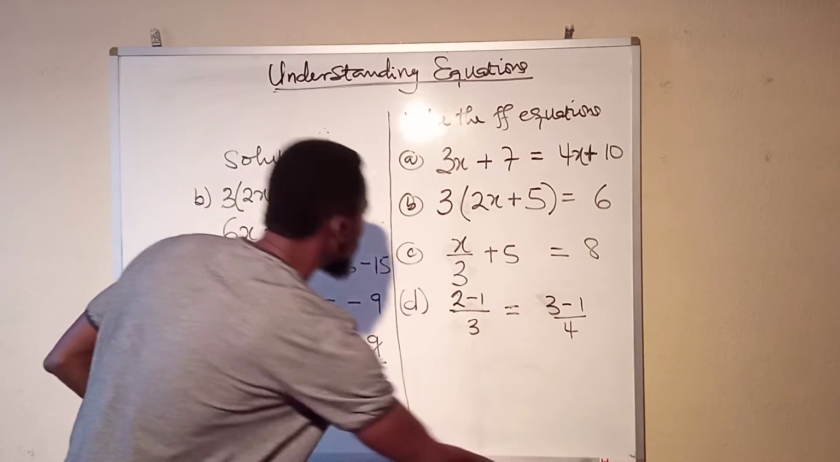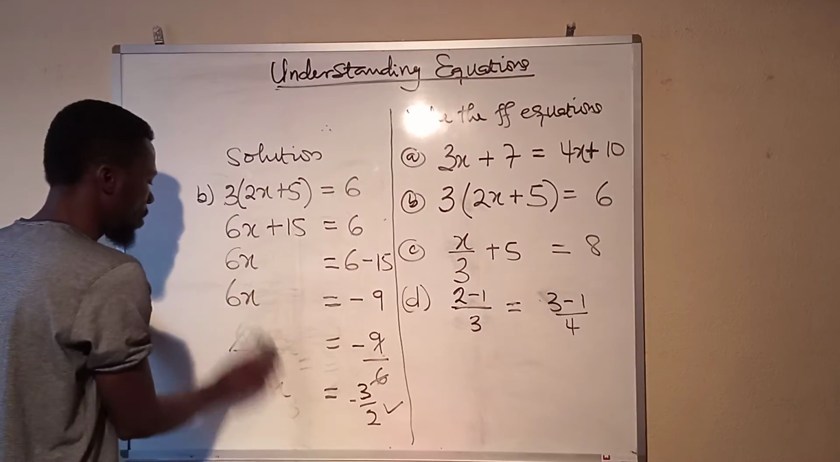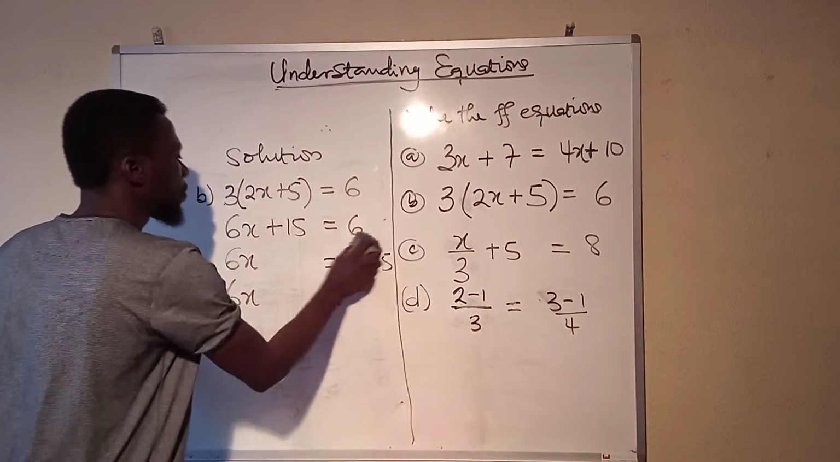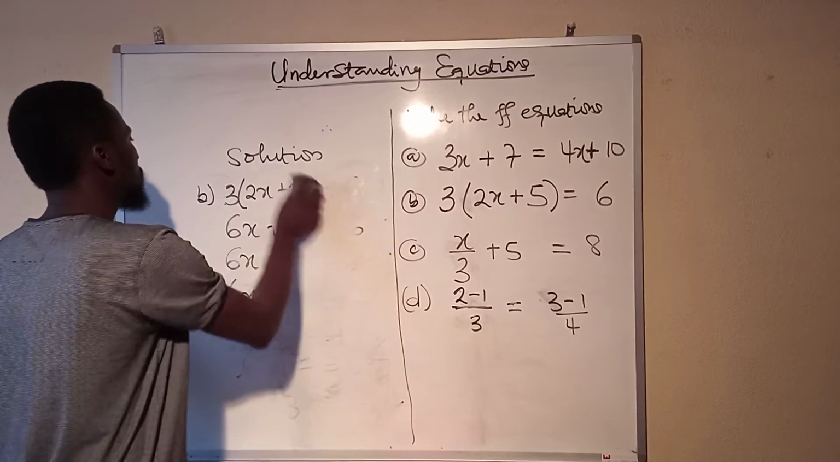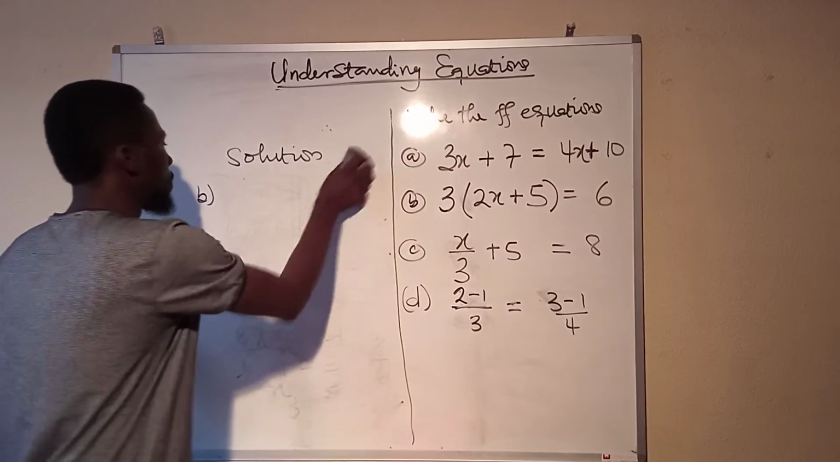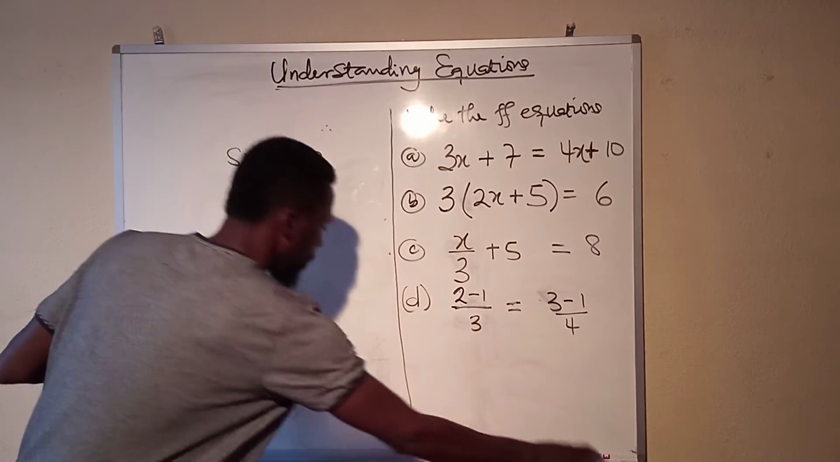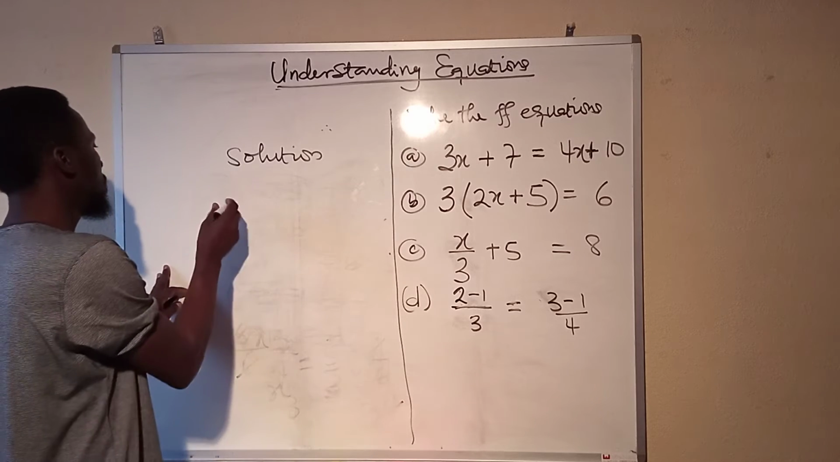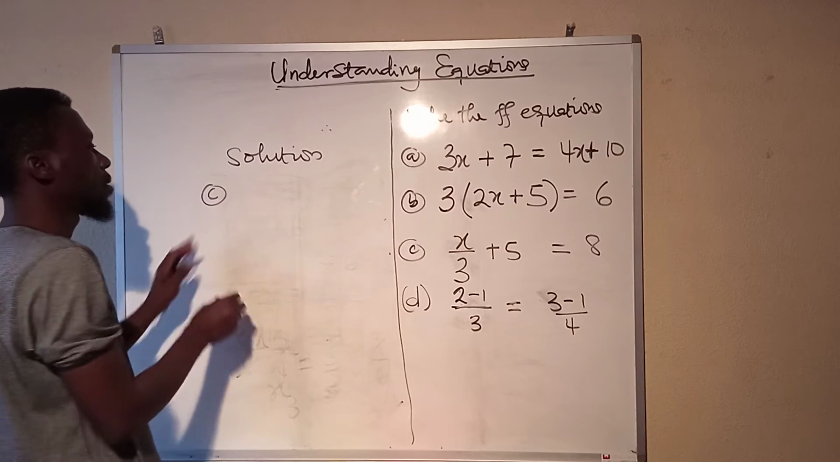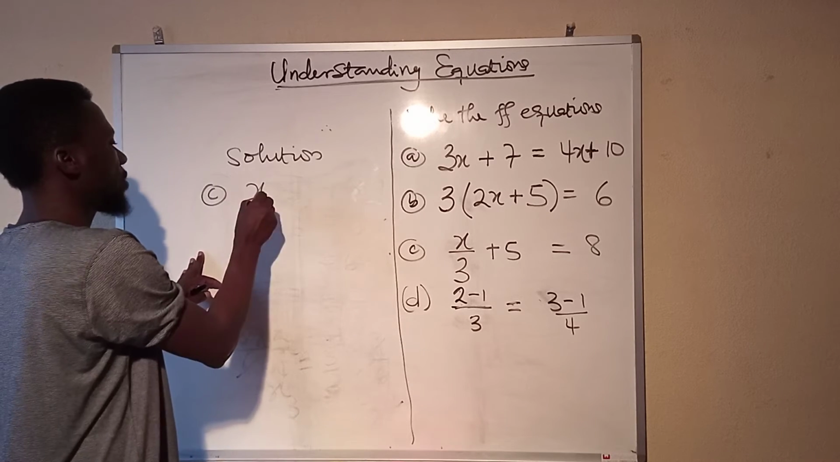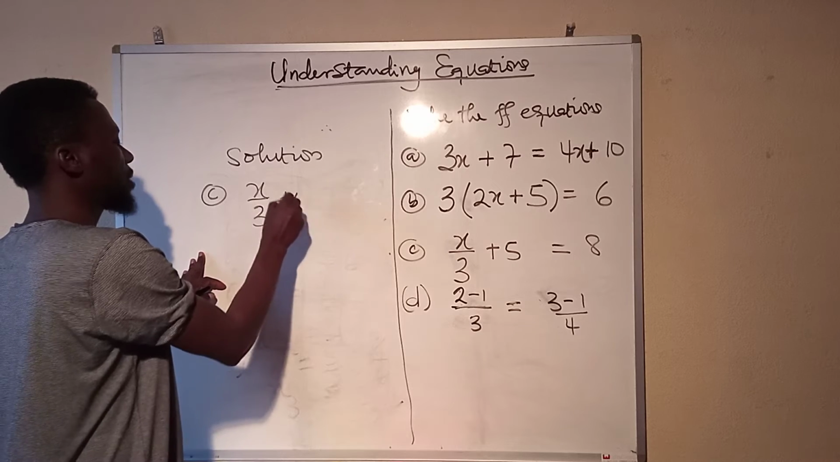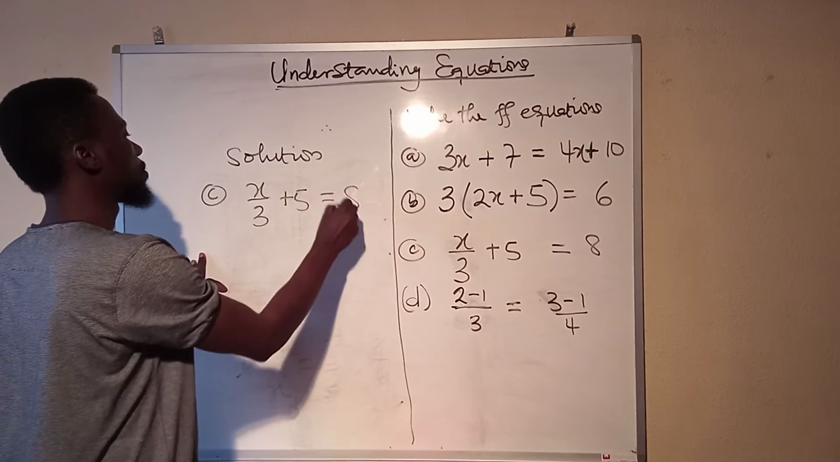Now, let's quickly go to the third one, which is C, which involves a fraction. The other two involve fractions. So quickly, let's look at C. For C, we have x out of 3 plus 5 is equal to 8.